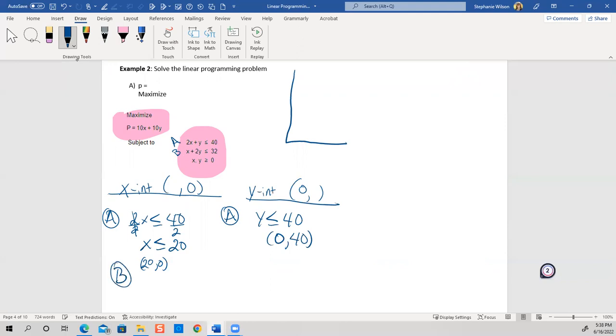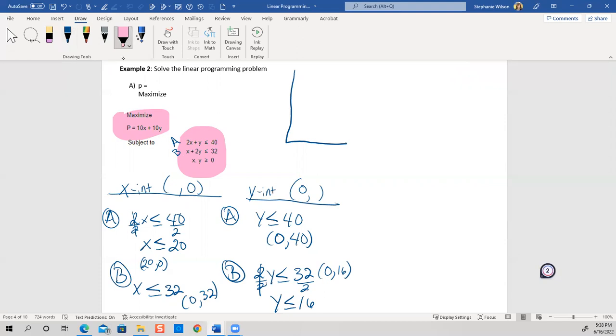Now let's do B. Whenever I plug in 0 for y, I get x is less than or equal to 32. And whenever I plug in 0 for x, I get 2y is less than or equal to 32. Divide by 2. I get y is less than or equal to 16. So I have this ordered pair of 0, 16. I need to write my ordered pair here, 0, 32. Okay, so now that I have this, first things first, let's highlight my ordered pairs so I can see them when I go to graph them.